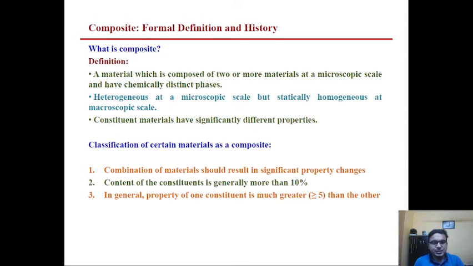The second condition is that the content of a constituent is generally more than 10%. So the contribution of this constituent should be more than 10% in overall terms. And the third condition is that the property of one constituent is much greater than the other constituents, given by a ratio greater than 5. These are the criteria required to classify a material as a composite.